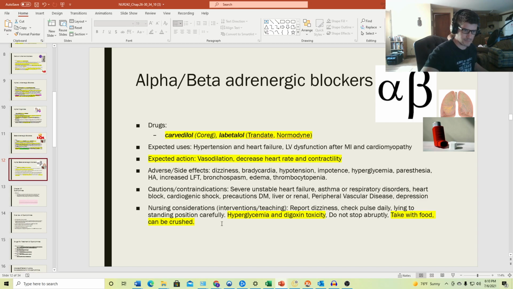So hyperglycemia and digoxin toxicity are highlighted. Take with food and can be crushed are highlighted as well. Those are the only two real highlighted things so far that she talked about for alpha-beta blockers.